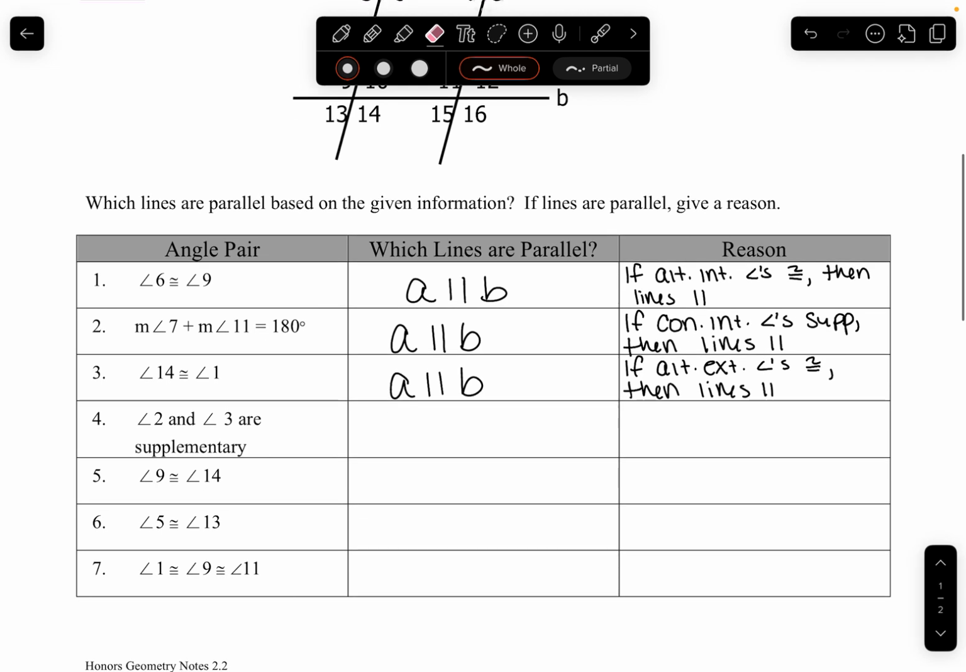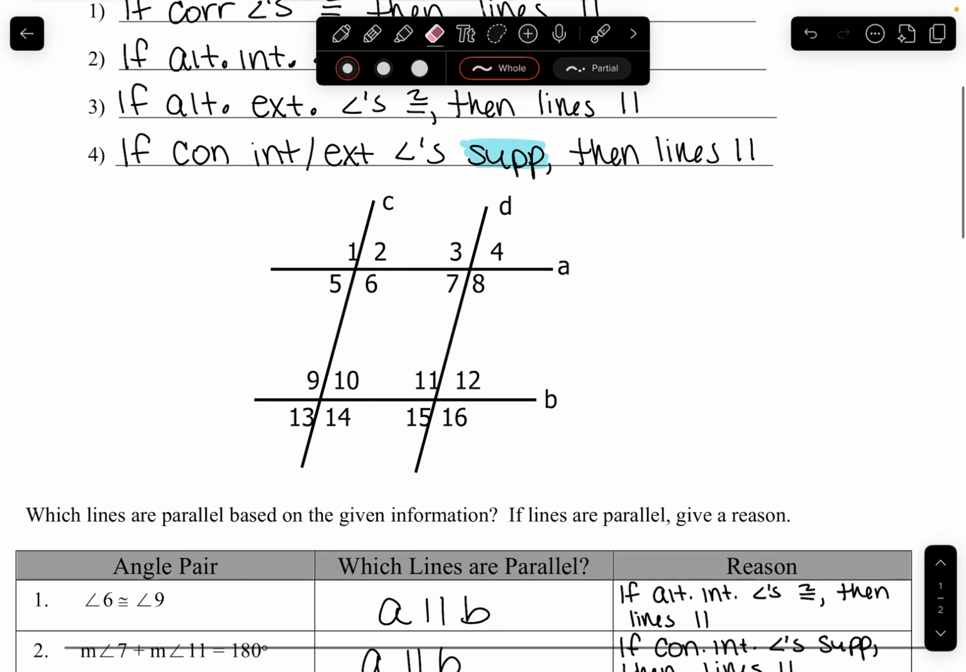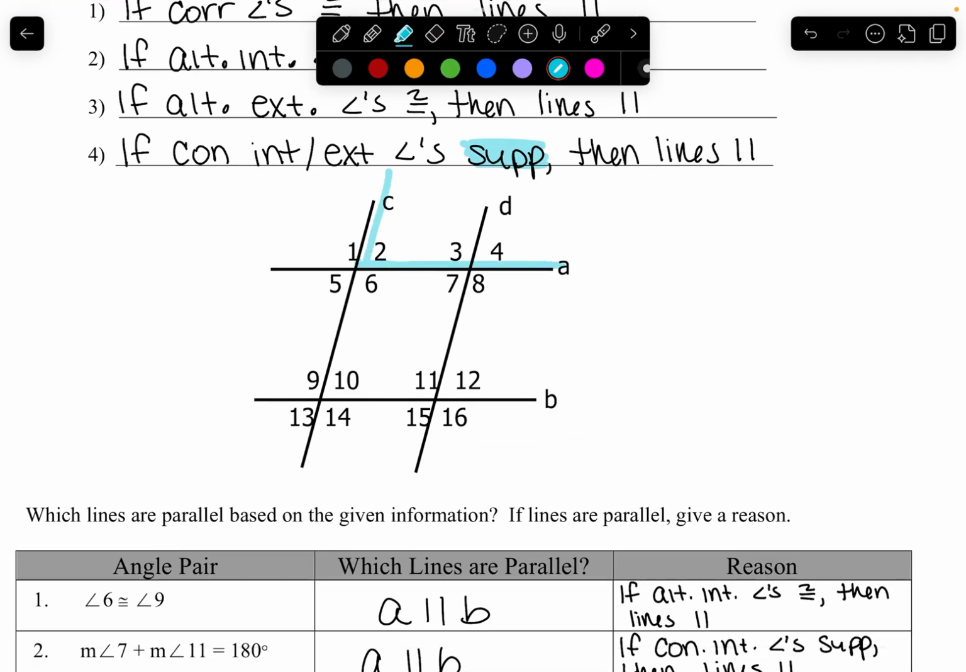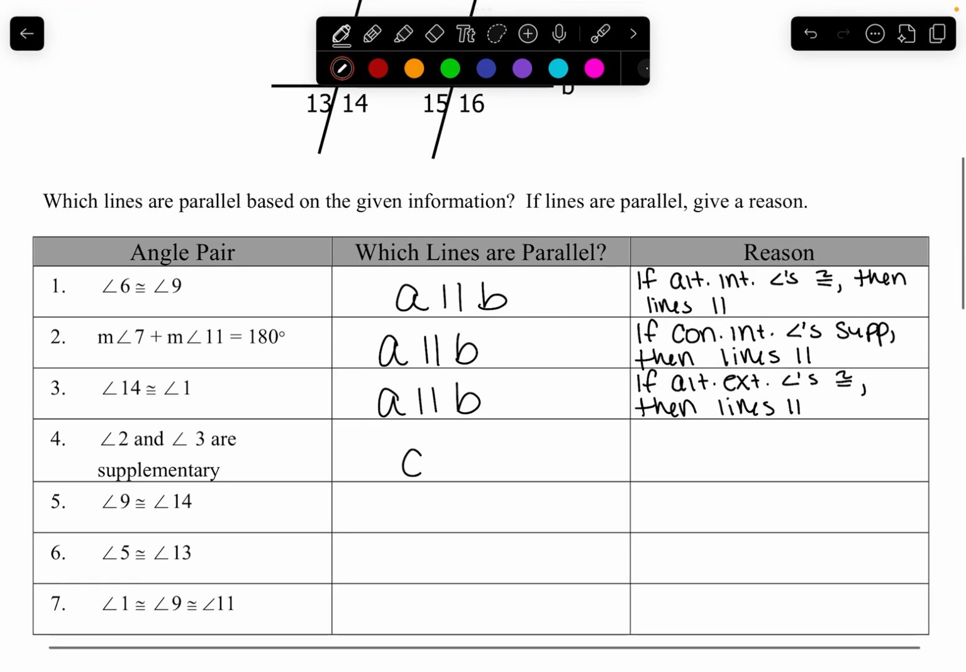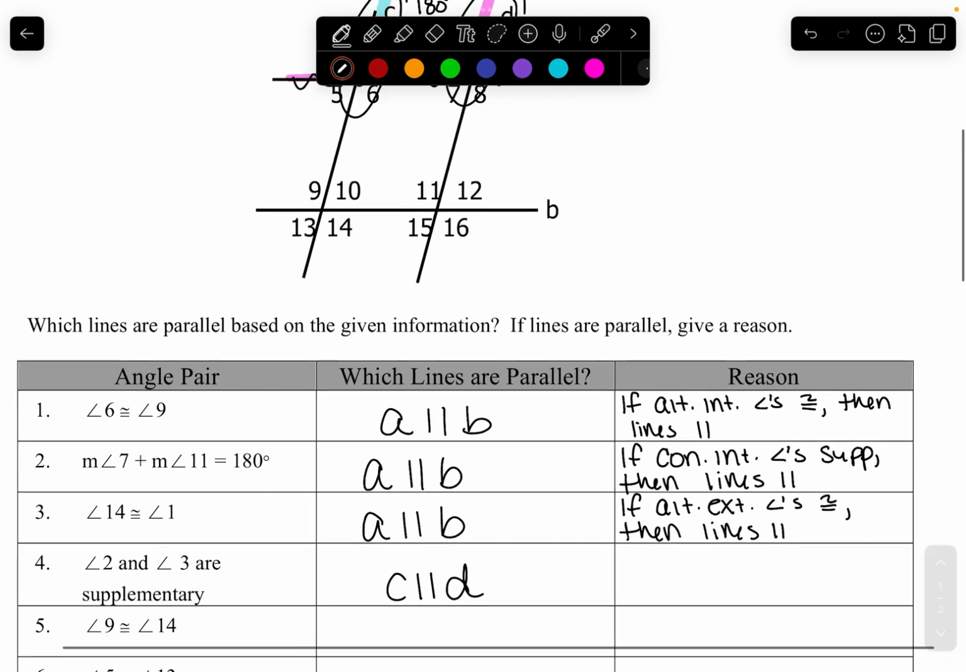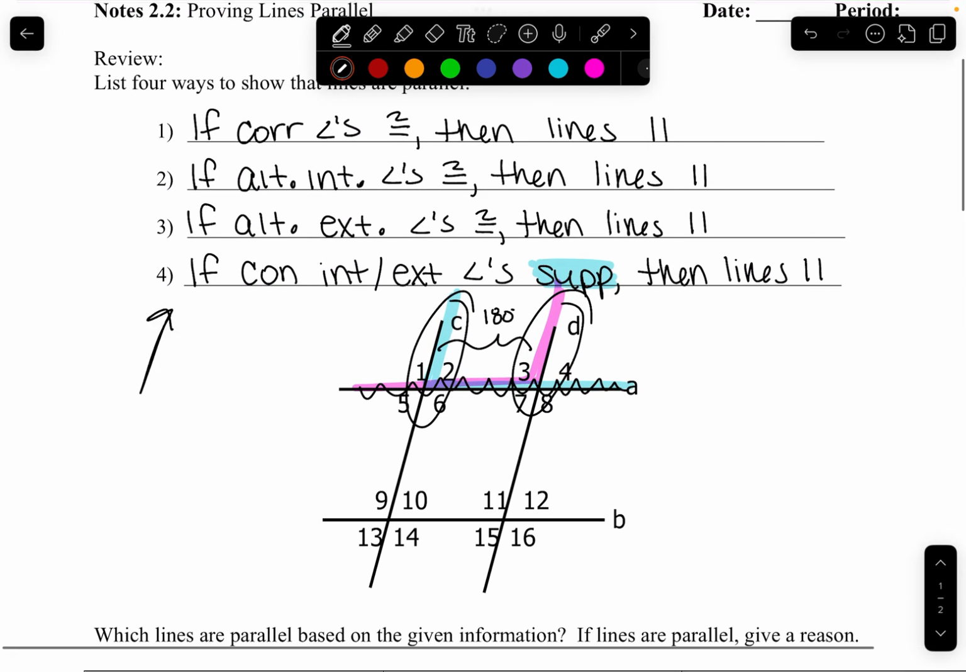Okay, 2 and 3 are supplementary. Here's angle 2. Here's angle 3. And they're saying that these two angles right here are supplementary. Okay, angles 2 and 3 share line A, which means that line C and line D are going to be my parallel lines. Now, because they're supplementary, the only option that we have is number 4.